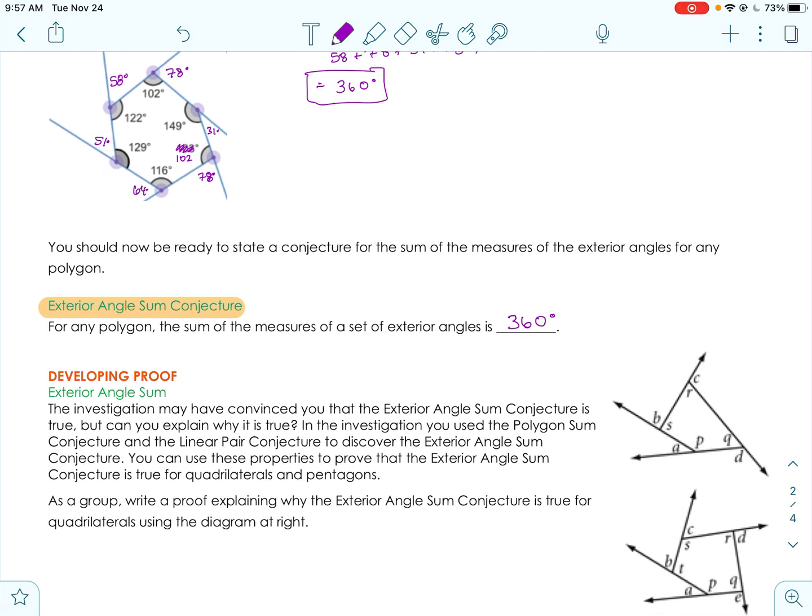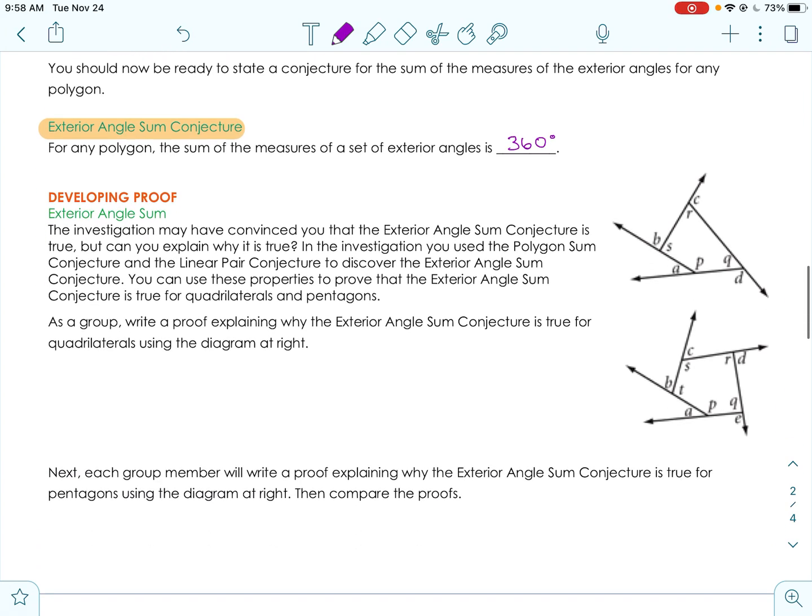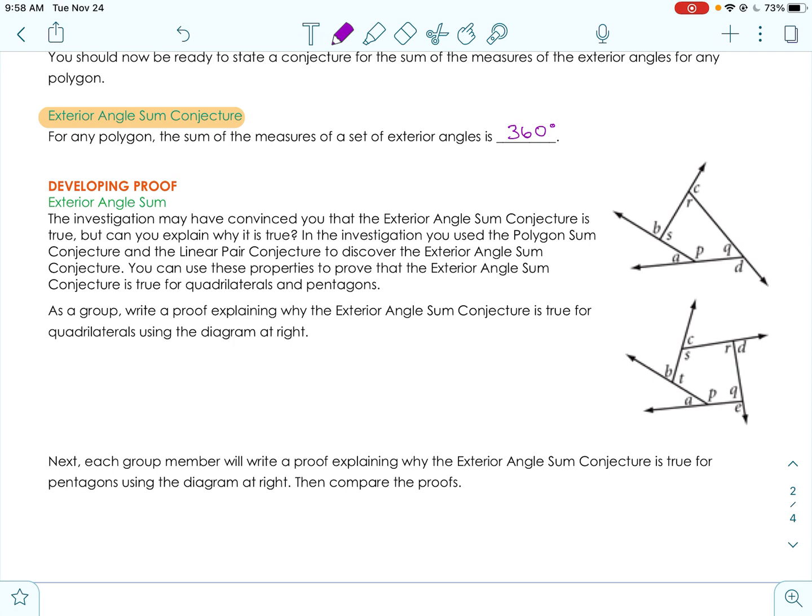Now, remember, this conjecture is based off of observation, and in order for us to be able to accept this as true, we do need to prove this conjecture, because is it true for every observation that we did not do? So what we're going to do is two proofs. We're going to prove first that it's true for all quadrilaterals, and then we're going to do the same thing for a pentagon.